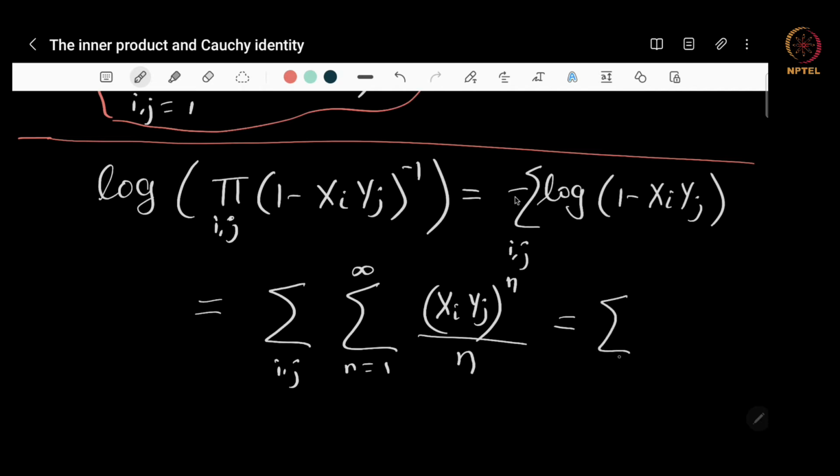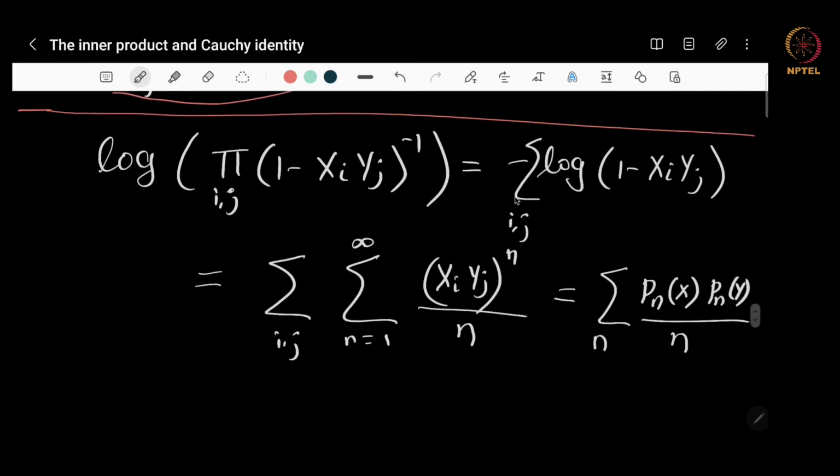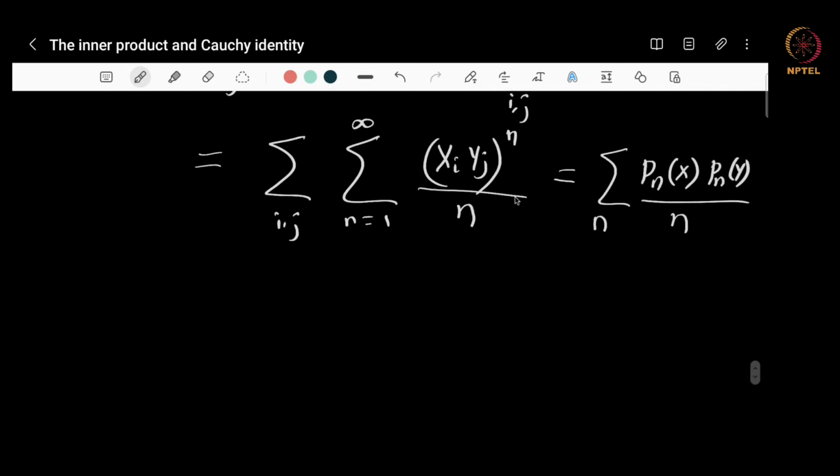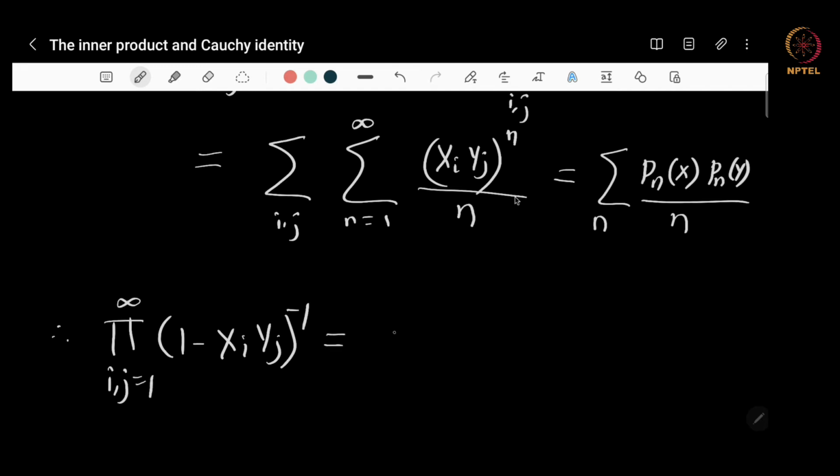But what is this really? How do we write this? Well, we can sum over n on the outside, and on the inside it's just sums over all possible x_i y_j whole power n. So this actually factors as the summation of x_i^n times the summation of y_j^n. In other words, I can write it as p_n of x times p_n of y. And there's still a factor of n on the bottom. So that's the result of taking log, and therefore we just exponentiate. The left hand side of the Cauchy identity, which is the product of (1 minus x_i y_j) inverse for all i's and j's going from 1 to infinity, is just the exponential of this.